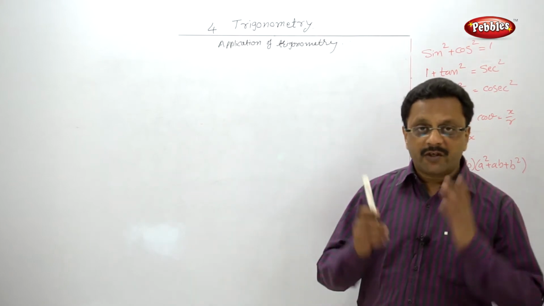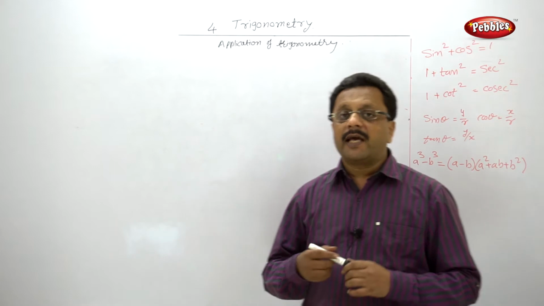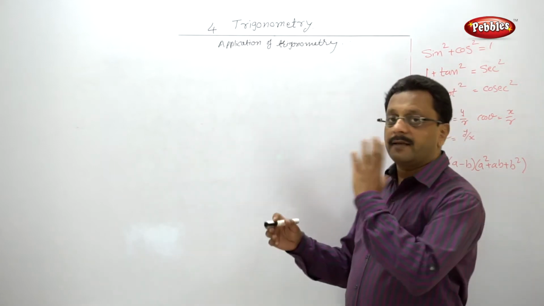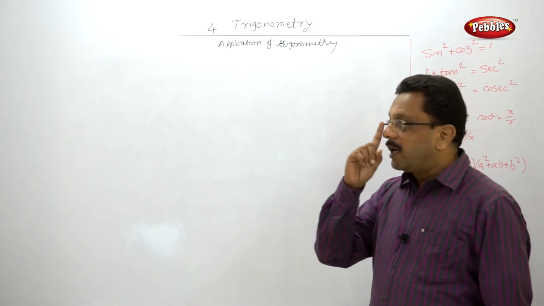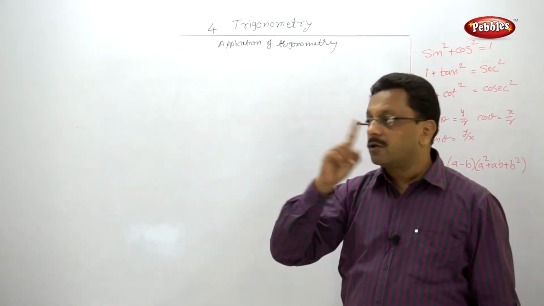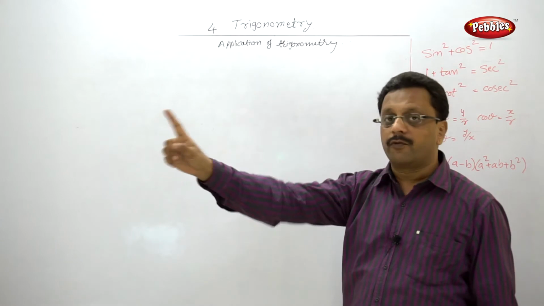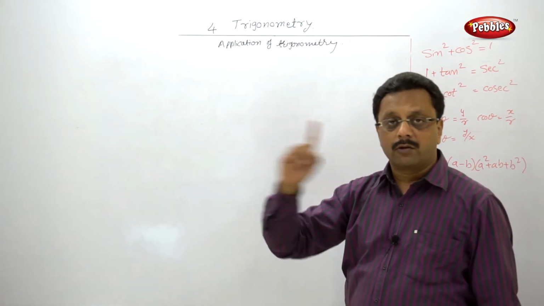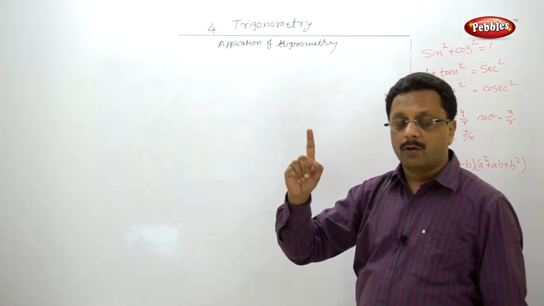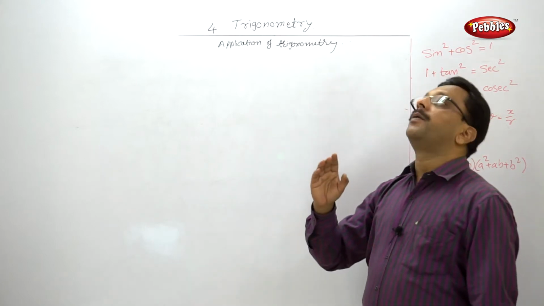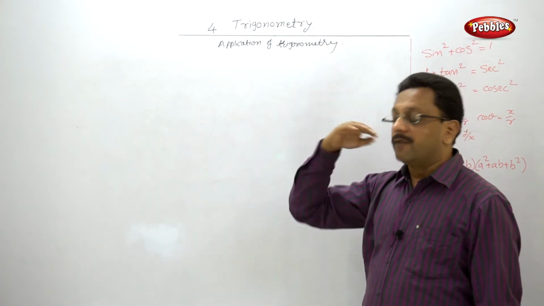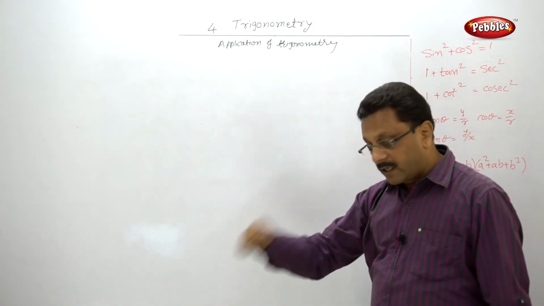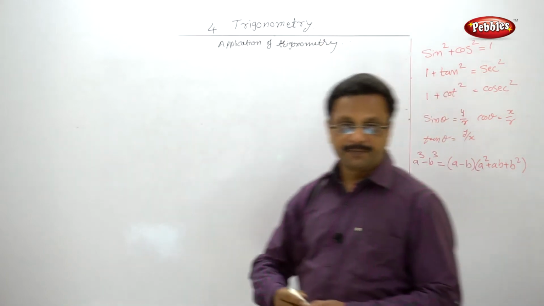First of all, I'll tell you what the line of vision is. Suppose I'm standing like this, and line of vision means my eyesight which is parallel to the horizontal, parallel to the floor, parallel to the ground. That is my line of vision. When I look up, that is called the angle of elevation, and when I look down, that is called the angle of depression.